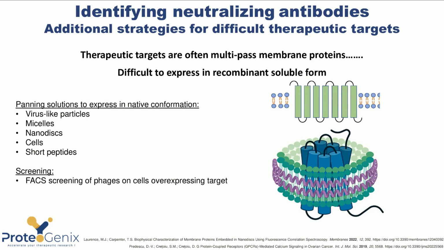For this, we propose a range of solutions to identify binders against these targets, such as their expression in virus-like particles, micelles, and nanodiscs, or otherwise synthesis and panning using short peptides corresponding to unstructured loops on the proteins. Otherwise, to identify binders against the truly native conformation of the proteins, we may carry out panning and/or phage screening on the cells overexpressing the target protein itself, ensuring that the binders we get out of the library are relevant for the intended therapeutic applications.